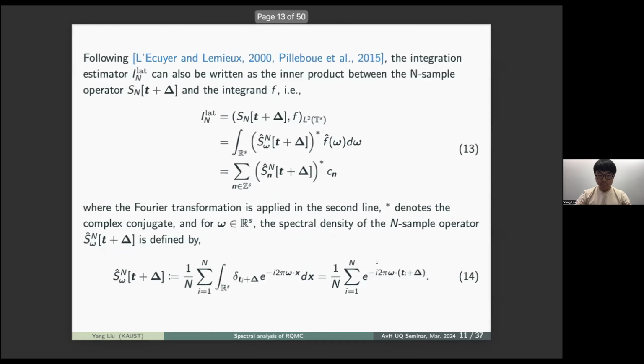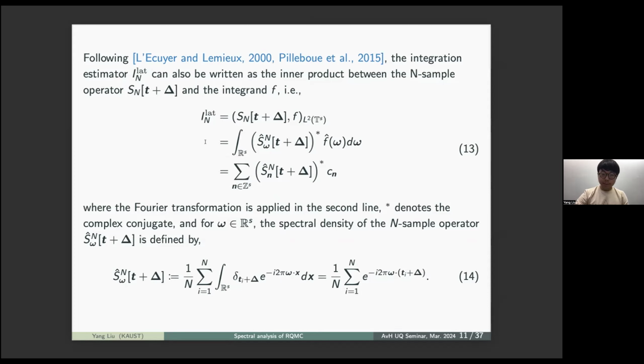With these notations at hand, we can rewrite the integration estimator as the inner product of this ensemble operator and the integrand f. Because these are Dirac deltas, when you apply this inner product, you get the lattice rule estimator. Then you apply the Fourier transform to this L2 inner product and you get the inner product in the frequency space. Then you constrain these frequencies to only these integer frequencies. So this is what you get, and this S hat is just the Fourier transform of this sample operator.